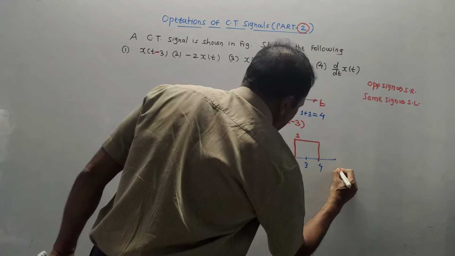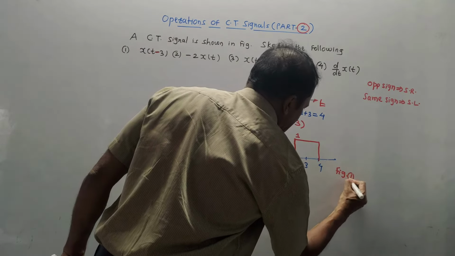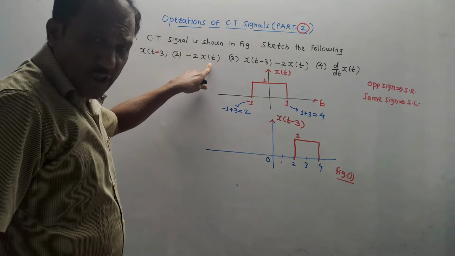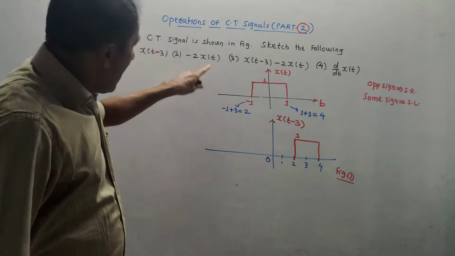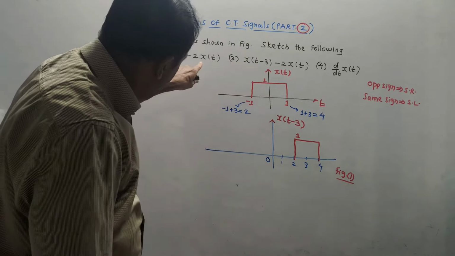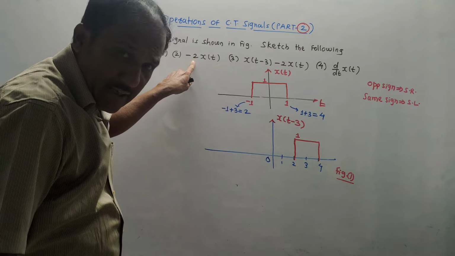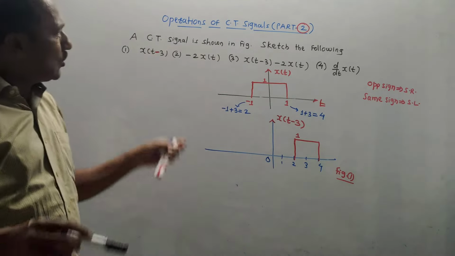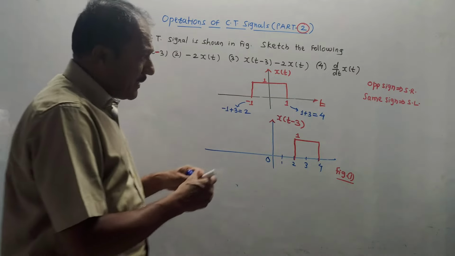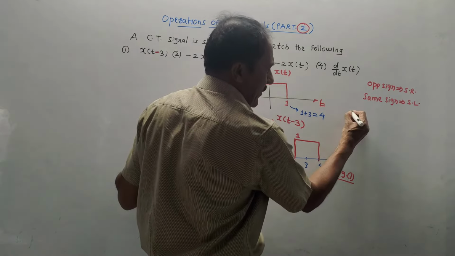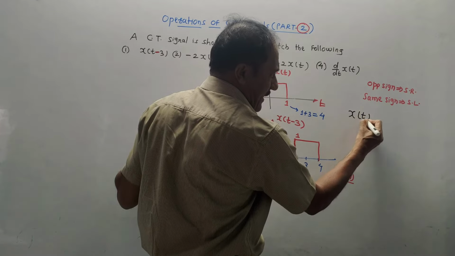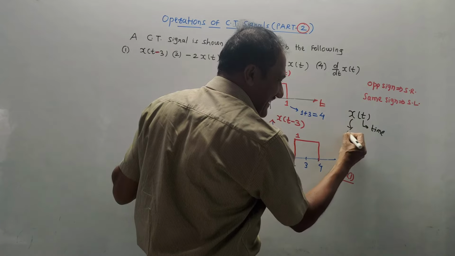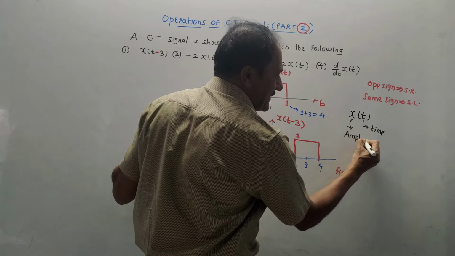Let us give some figure numbers to make the calculations easy. Say this is figure number 1. Second part, minus 2 into x of t. To make the thing simple, this is the diagram of x of t. Its amplitude is getting multiplied with minus 2. How will you come to know in the exam whether it is amplitude or time t that is getting multiplied? Very simple. Recall the things we discussed in earlier videos. If the notation is x of t, this t represents time, whereas x represents amplitude of the signal.